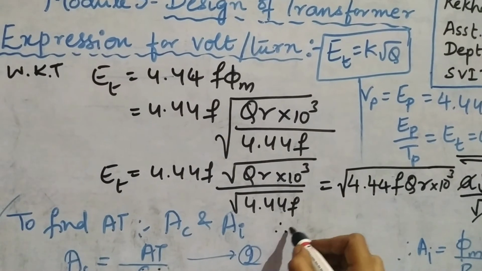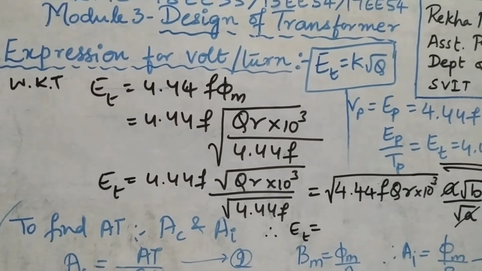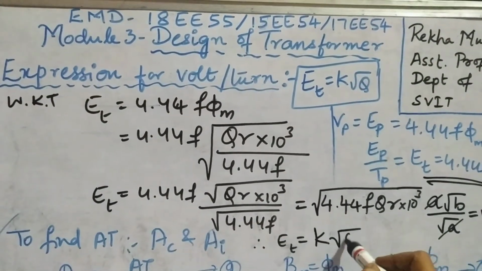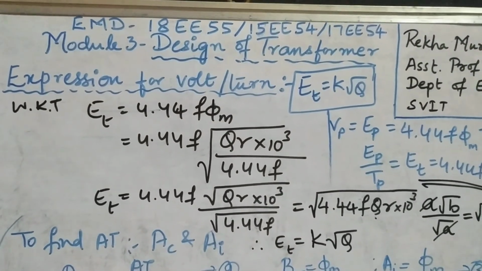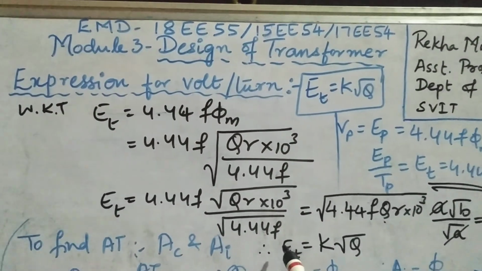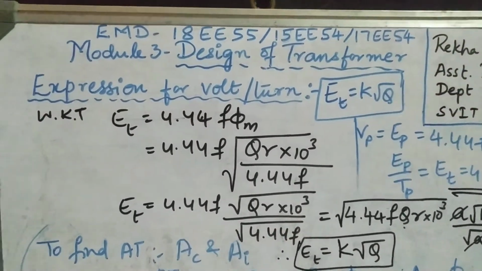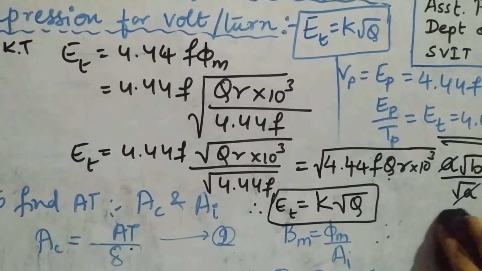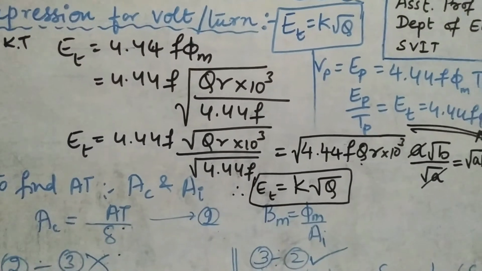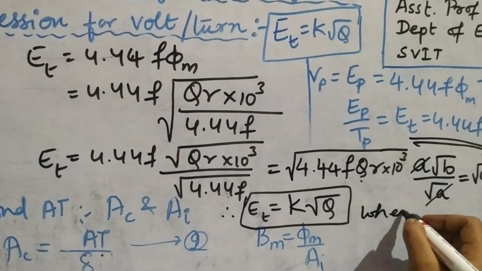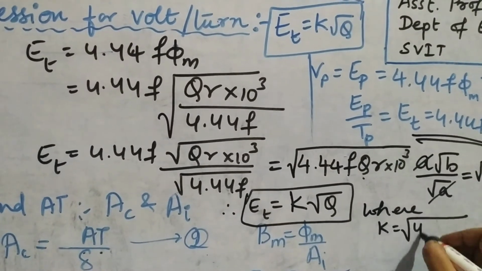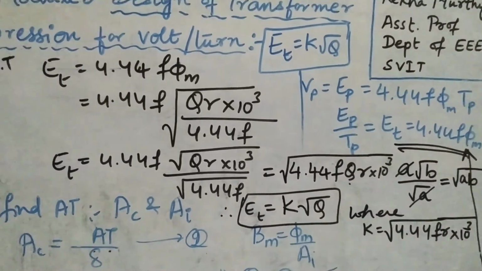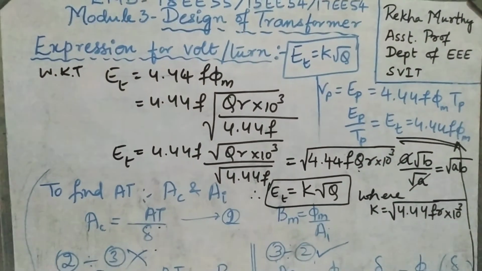Therefore this ET is equal to, I want my answer to be K into square root of Q. So what is K from here? We can write here where K is equal to square root of 4.44 F into R into 10 power of 3. So this will be the final expression.